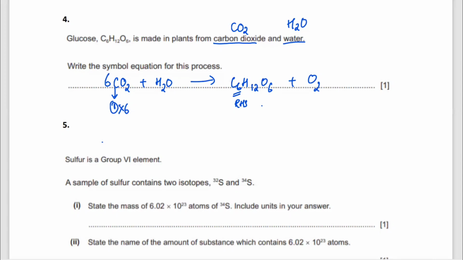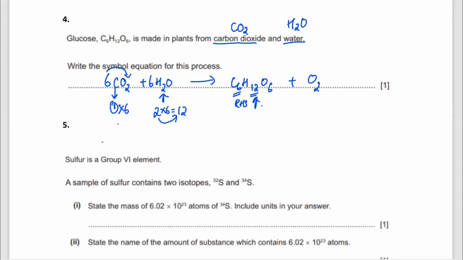Now if you look at the number of hydrogen atoms, there are 12 hydrogen atoms in the RHS, but the number of hydrogen atoms is only 2 in the LHS. So we have to make this 2 into 12 by multiplying it with 6, right? If we multiply 2 with 6, we will get the corresponding value in the RHS, which is 12. So we will write that over here, 6H2O. Carbon and hydrogen are balanced. Now the remaining element is oxygen.